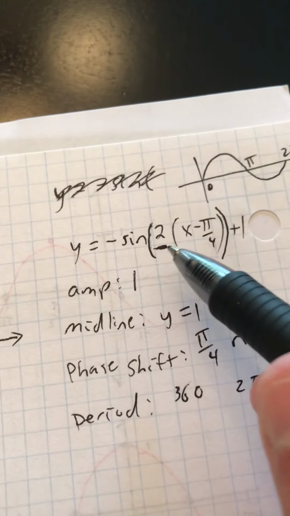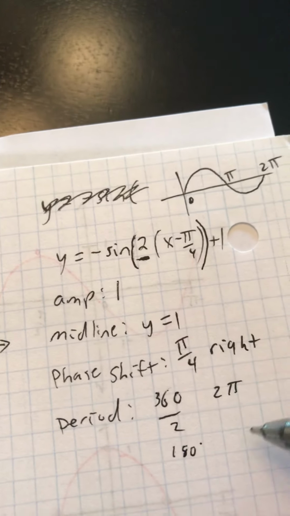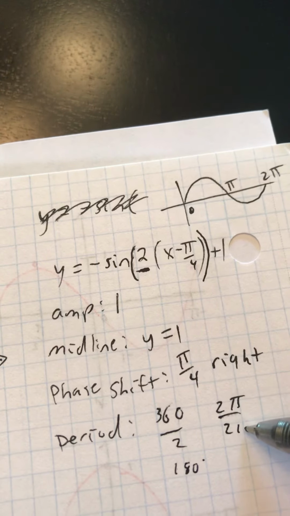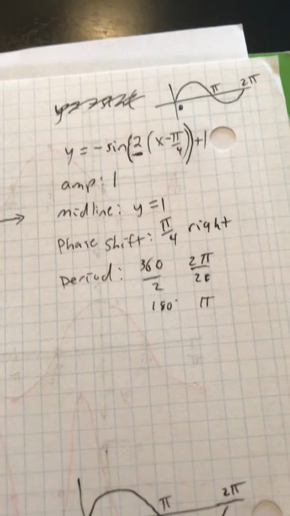Anyway, the normal period would be 360 degrees, or 2 pi if you're working in radians. In this case, this graph is moving 2 times as quickly, so that means the period is going to be half as big: 180 degrees, or if we divide 2 pi by 2, we get pi radians. So that's kind of an important feature.